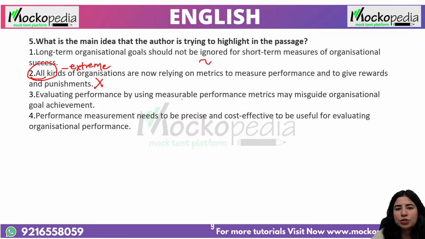Evaluating performance by using measurable performance metrics may misguide organizational goal achievement, right? So this should not be ignored. He is not saying that, he is discussing generally that this can happen. So if you compare 1 and 3, you'll find 3 better. So on that ground, 1 can be eliminated. Performance measurement needs to be precise and cost effective.